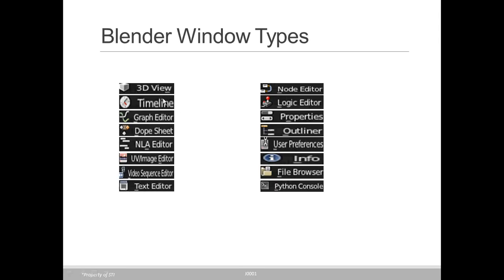3D view shows a graphical view of the scene for 3D viewing. Timeline controls animation playback. Graph editor manages animation keys and inter-extrapolation.